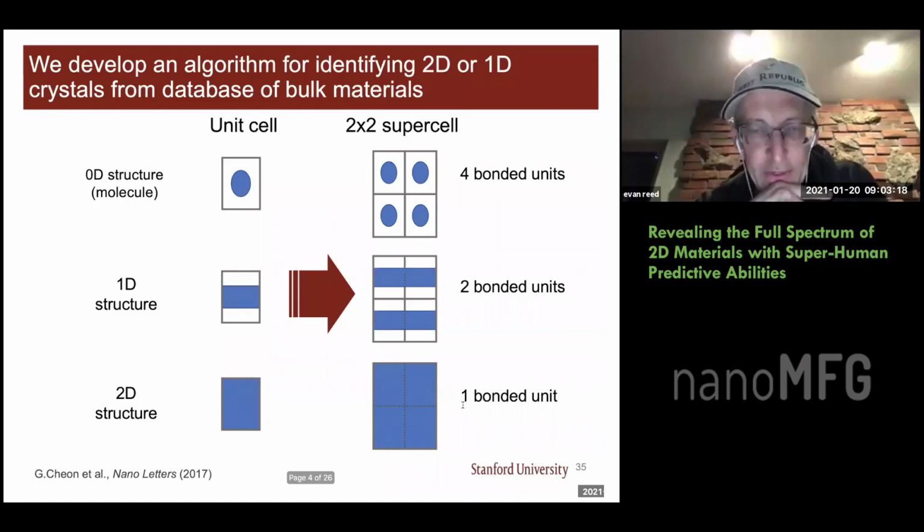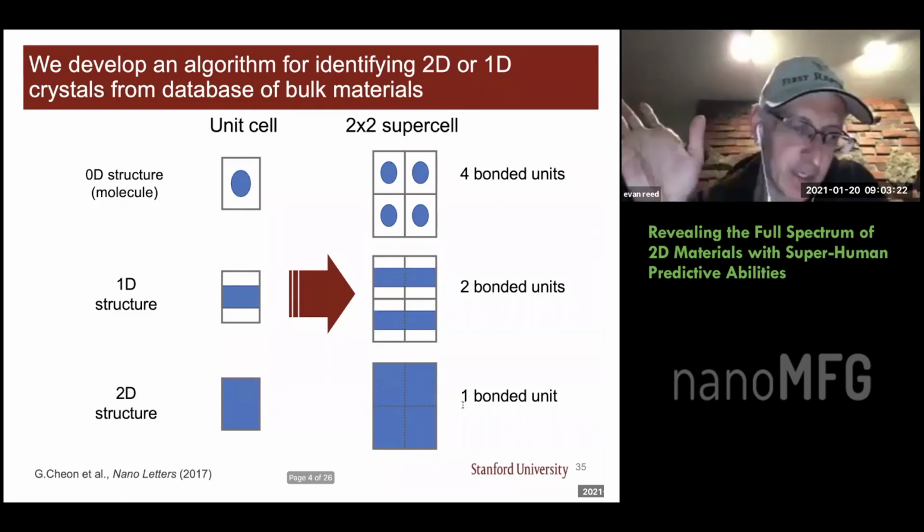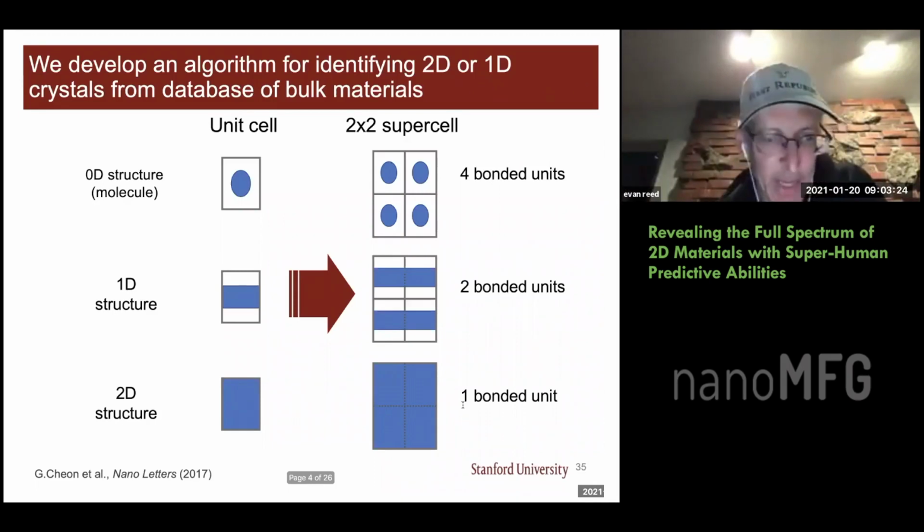This algorithm works if your layers are not flat. Let's say your 2D layers are kind of corrugated, which sometimes happens, or have some other complex structure. This algorithm still works. So this is the idea.